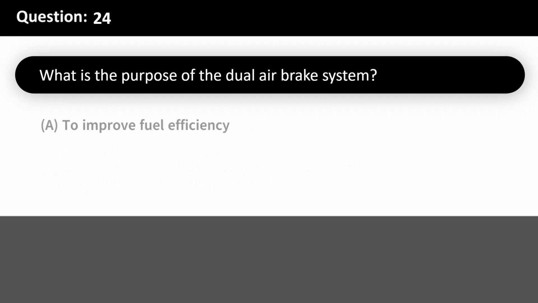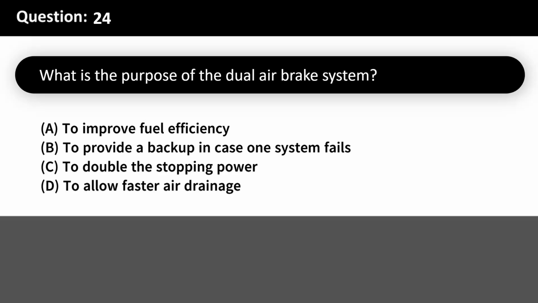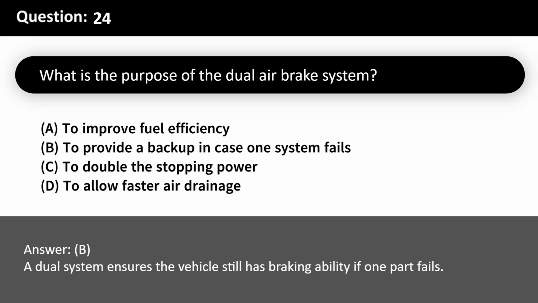What is the purpose of the dual air brake system? A. To improve fuel efficiency. B. To provide a backup in case one system fails. C. To double the stopping power. D. To allow faster air drainage. Answer B. A dual system ensures the vehicle still has braking ability if one part fails.